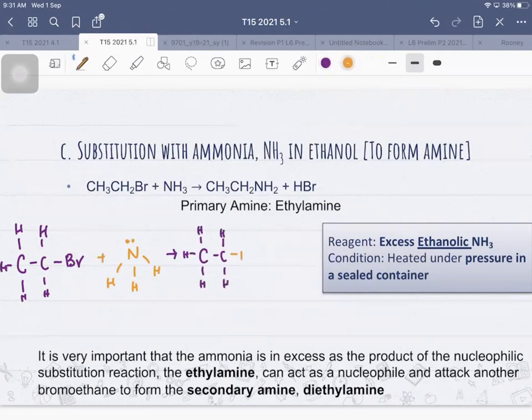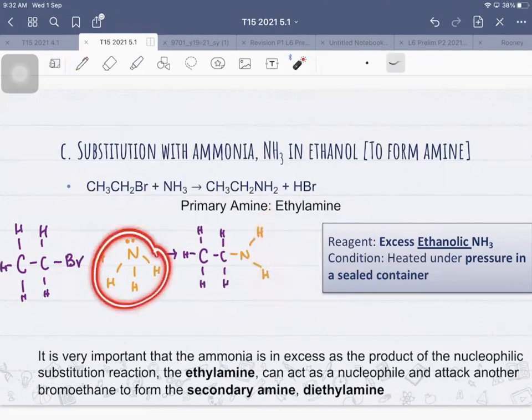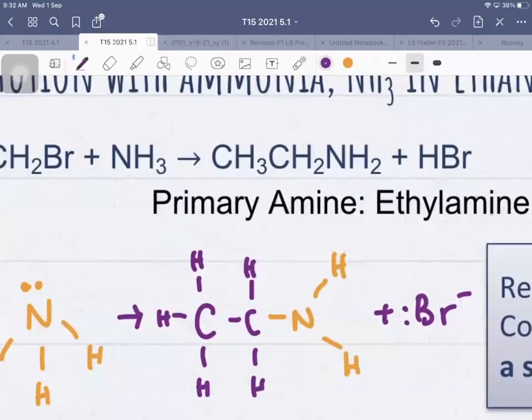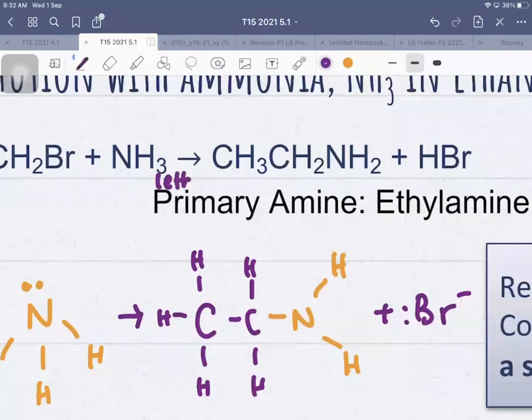What I want you to notice about this amine is that it has 2 hydrogens, whereas the starting material, ammonia, has 3 hydrogens. So that means there's an additional step. I'll show you what happens in the mechanism later on. Your other product would be bromide ion. Okay, so again, your ammonia will be dissolved in ethanol.